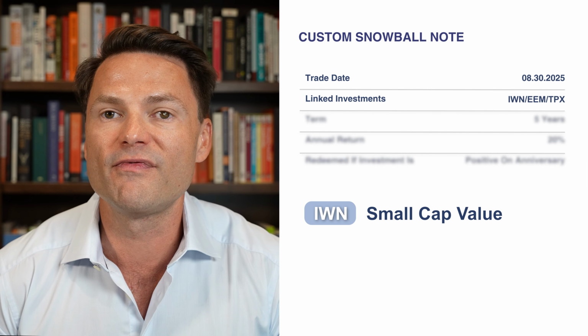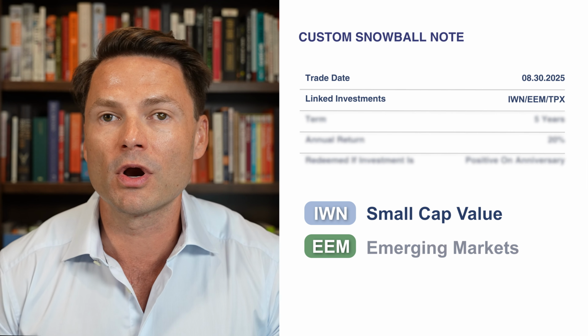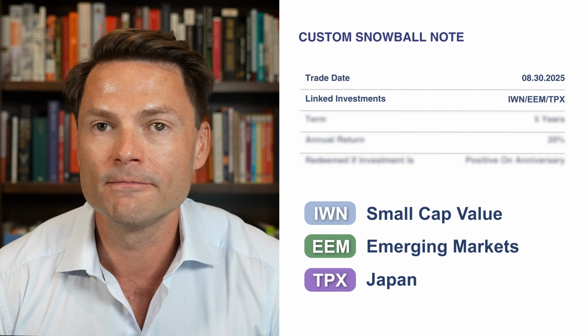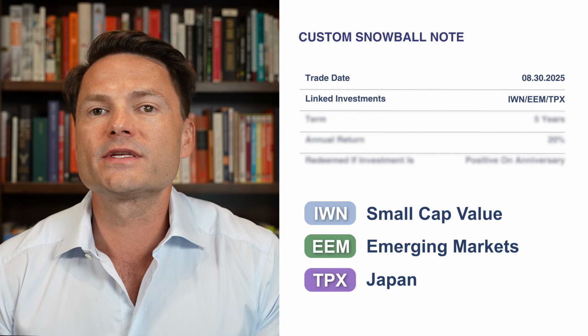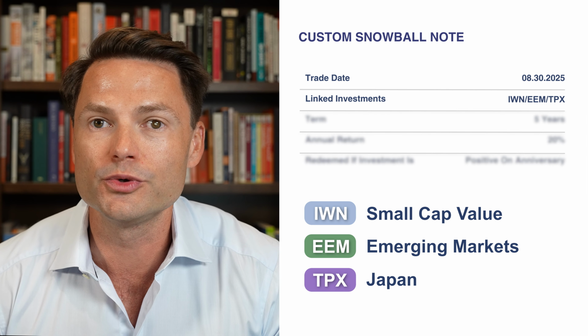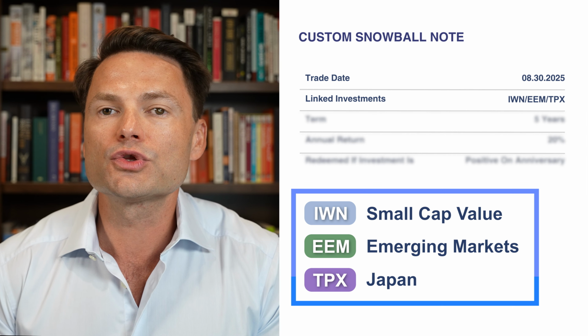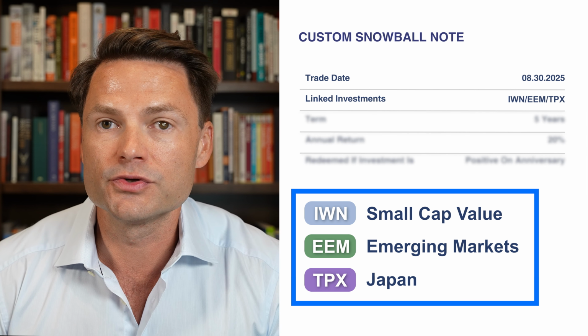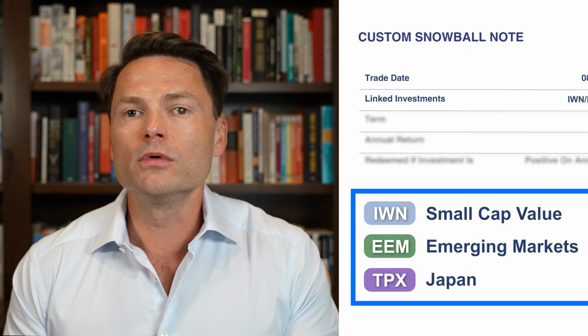IWN is small cap value, EEM is emerging markets, and TPX is Japan. So the underlier is incredibly important because if the underlier does terrible, your note is probably not going to do well. And so why are these three the underliers in this note? Well, if you look at the expected rates of return moving forward, what history tells us is that you can buy broad asset classes or broad areas of the world that are not overpriced. You typically do pretty well as long as you give it enough time.